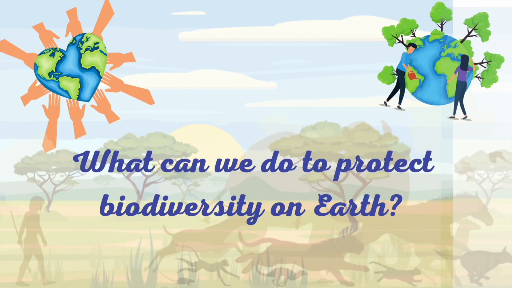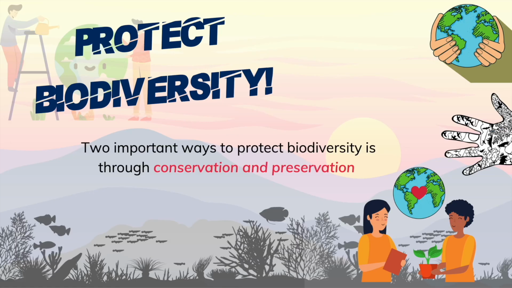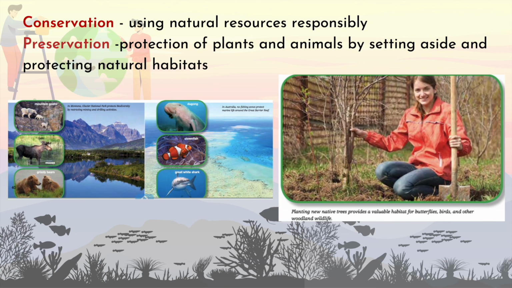What can we do to protect biodiversity on Earth? All around the world, people are working to protect Earth's biodiversity, and there are two important ways to protect biodiversity, which is actually through conservation and preservation. What's the difference between the two? Conservation is using natural resources responsibly. Conservation works to make sure that we don't run out of natural resources or cause a species to become extinct.